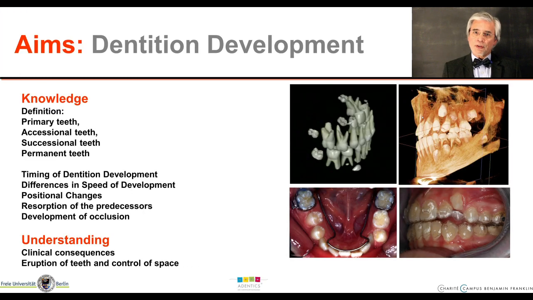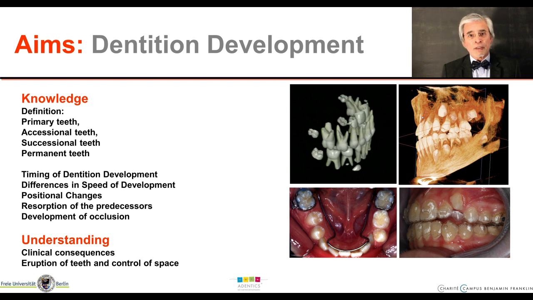So we have just seen the film on the development of the dentition, and now we can also formulate our learning objectives more precisely. First, we want to define some technical terms. So what is the first dentition? Which are the milk teeth? And what are accessional teeth? And which are the successional teeth or replacement teeth? And then what are the permanent teeth?